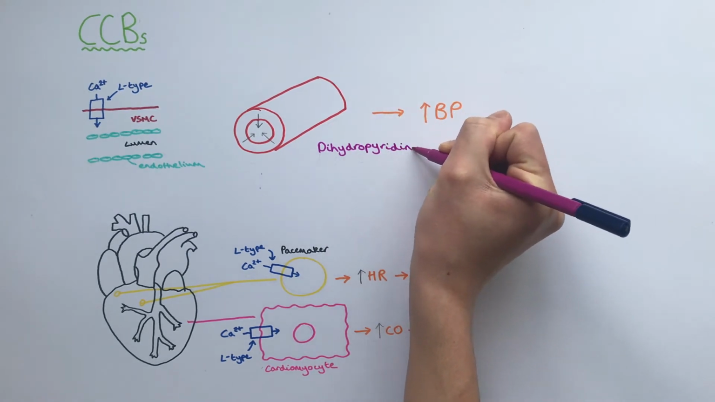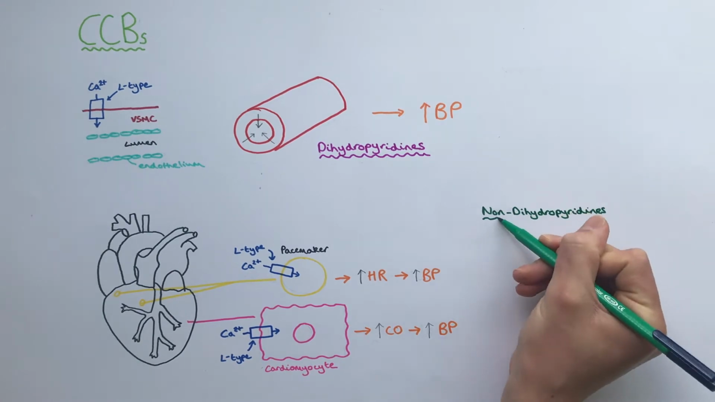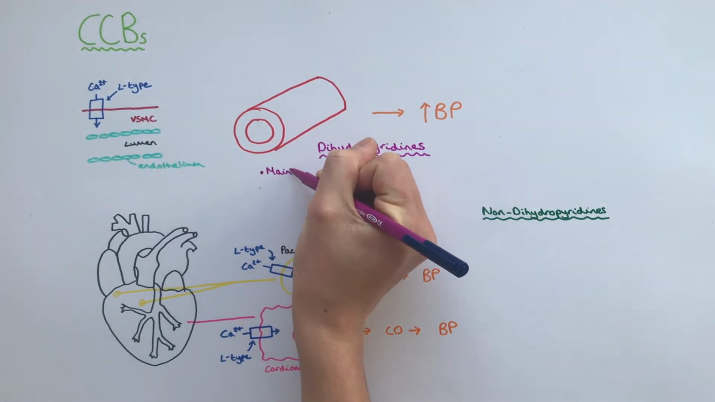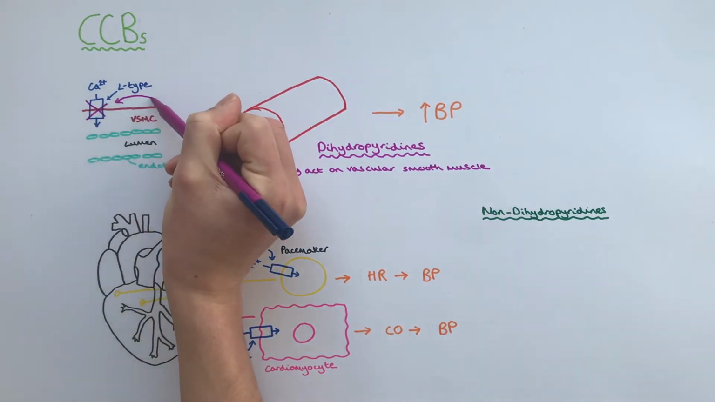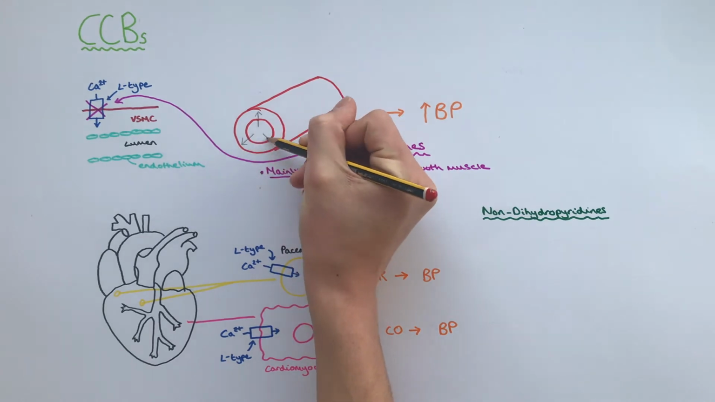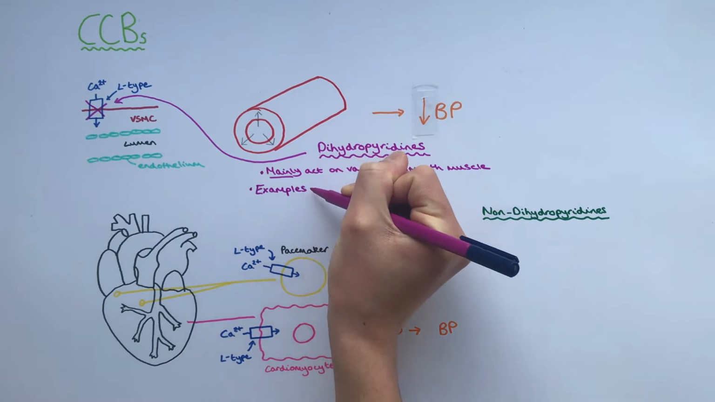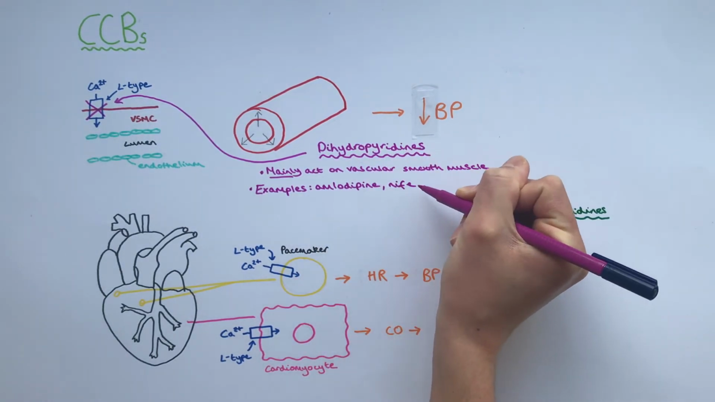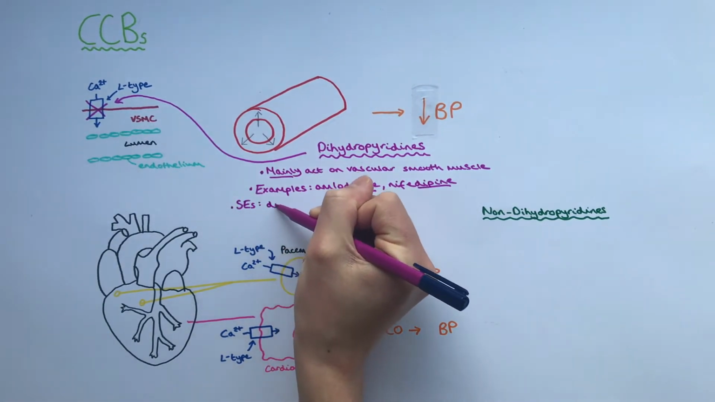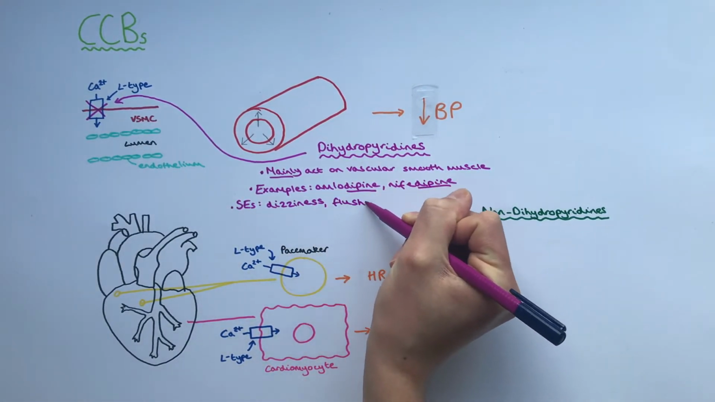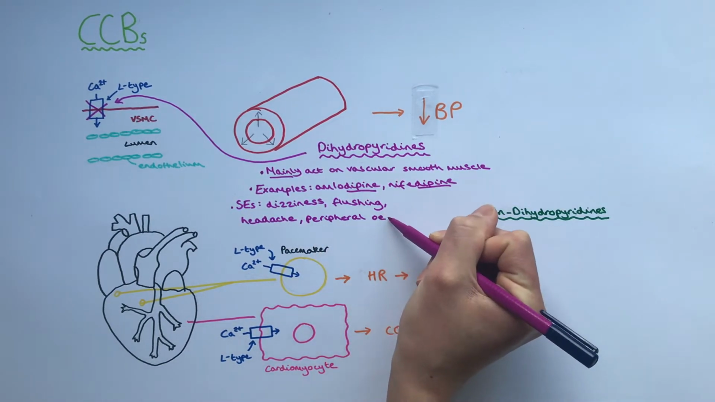There are two classes of calcium channel blockers, dihydropyridines and non-dihydropyridines. Dihydropyridines mainly act on vascular smooth muscle. They block the L-type calcium channel to reduce smooth muscle contraction. Subsequently, this results in vasodilation and a reduced blood pressure. Examples of dihydropyridines include amlodipine and nifedipine. They always end in dipine. Side effects are due to systemic vasodilation, resulting in dizziness, flushing, headaches, and peripheral edema.